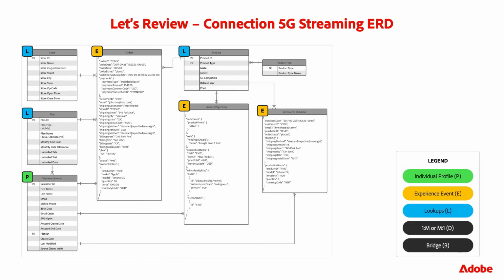Next, let's look at our Connection 5G streaming ERD. If we take everything from the other one and label it here, what we would have seen right away is that the only thing left to label is product type, and it also would have been labeled a D. And that would have been all of the answers to the identify step.